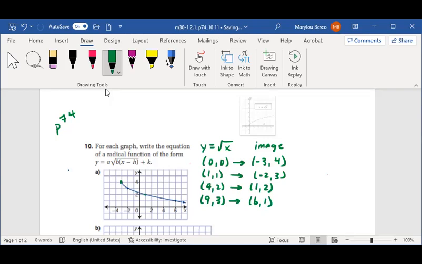Okay, so the overall height and width have not changed. I put here width and height, no change. So the graph hasn't been stretched vertically or horizontally. No vertical or horizontal stretch. From the general shape, the graph has been reflected in the x-axis. And from the endpoint, the graph has been translated 3 units left and 4 up.